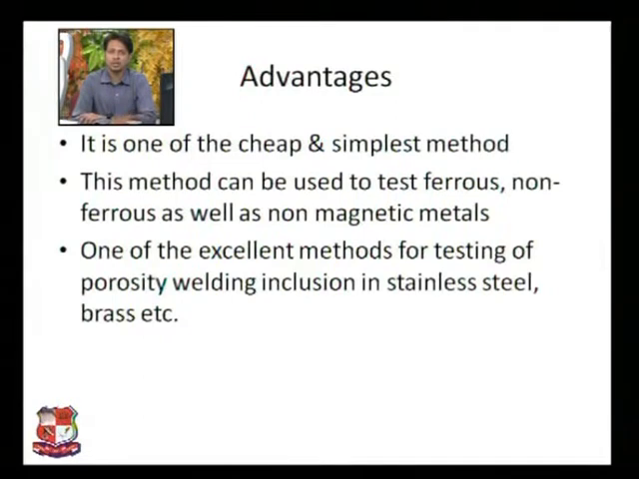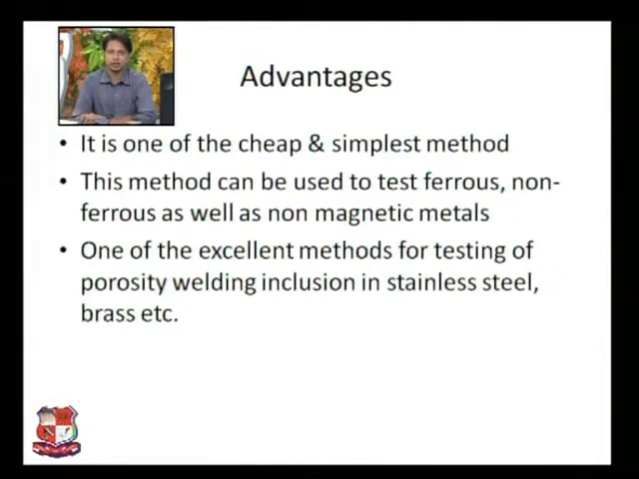The first advantage is that the method is very simple to apply. In the same manner, the second one is you can test ferrous, non-ferrous, as well as non-magnetic metals. The third one is that it is one of the excellent methods for testing whether material has porosity or welding inclusions in stainless steel or brass. That means two types, porosity as well as welding inclusions in stainless steel or brass, etc.